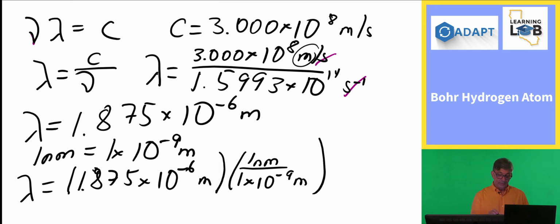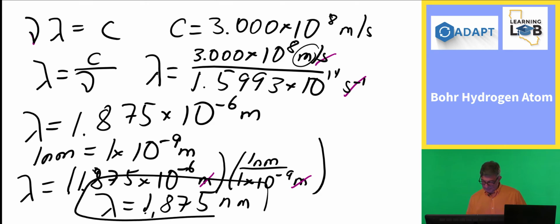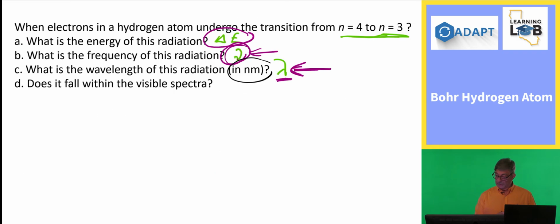Let's identify now in nanometers what the value of the wavelength is. The wavelength equals 1,875 nanometers. And that is the wavelength in nanometers, 1,875 nanometers. Then we are asked, does this fall within the visible region?